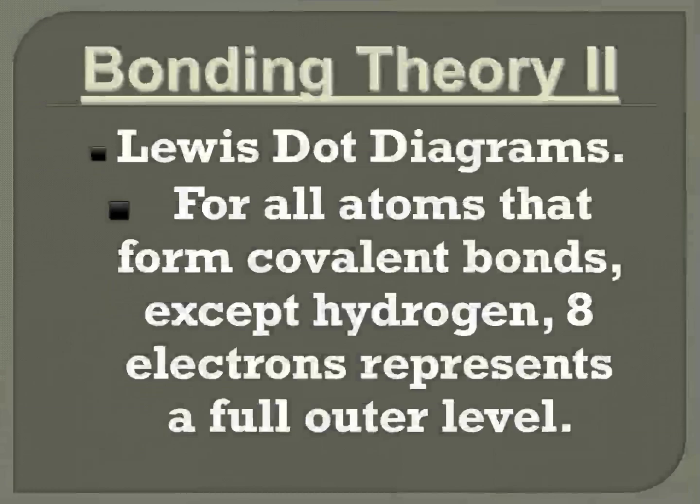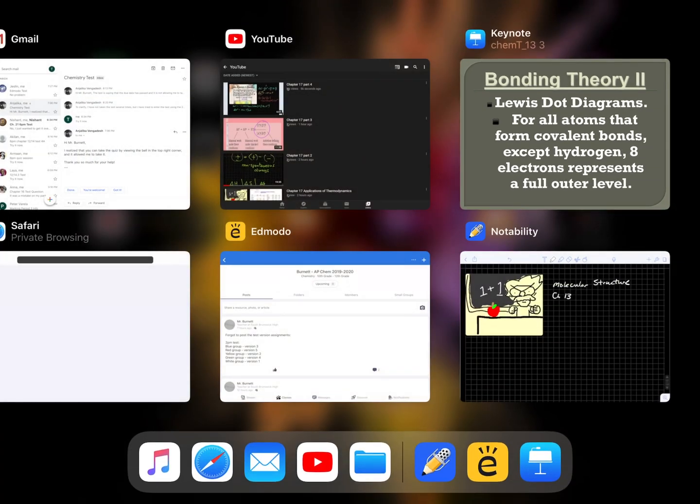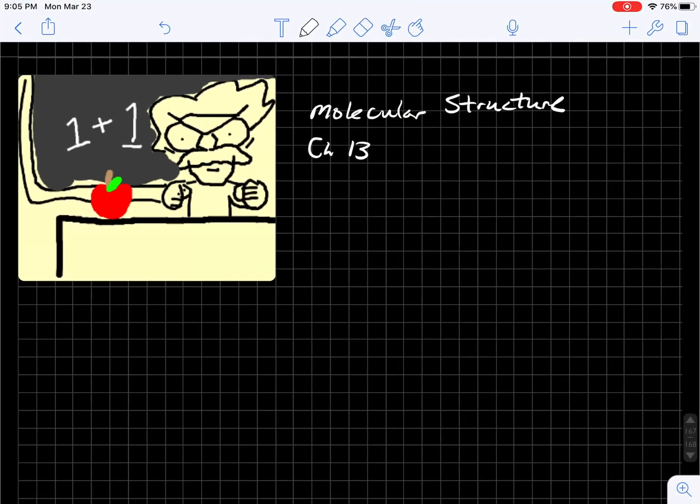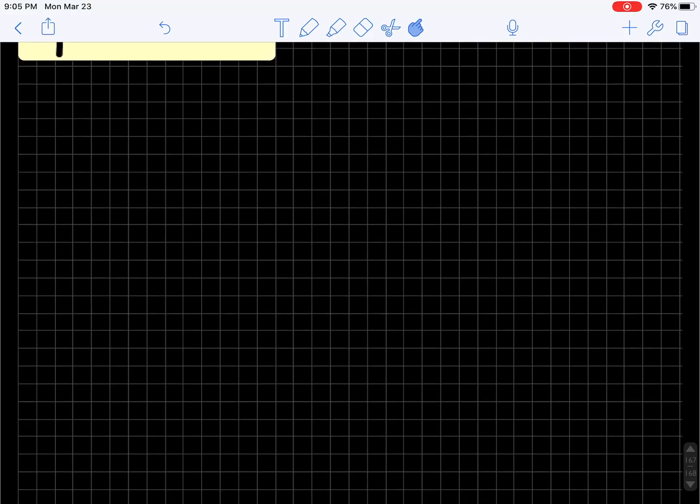For all atoms that form covalent bonds except hydrogen, 8 electrons is what's called the octet rule. And so Lewis dot diagrams are really good for octet followers. There are some octet violators that we can deal with using Lewis structures, not just hydrogen. Now, hydrogen is an octet rule violator, because you only need 2 electrons to fill up the first energy level. So let's take this down.